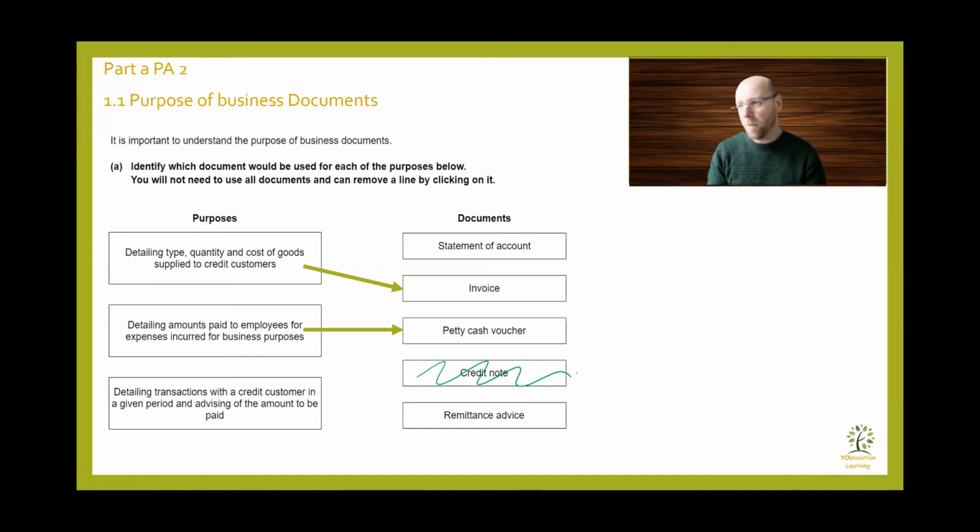So the purpose again says detailing transactions with a credit customer in a given period and advising of the amount to be paid. So that's the key there, is to be paid. So that's where the statement of account comes into play, because that's what we're sending to the customer to let them know this is what needs to be paid. This is the amount to be paid. So the final one is the statement of account.